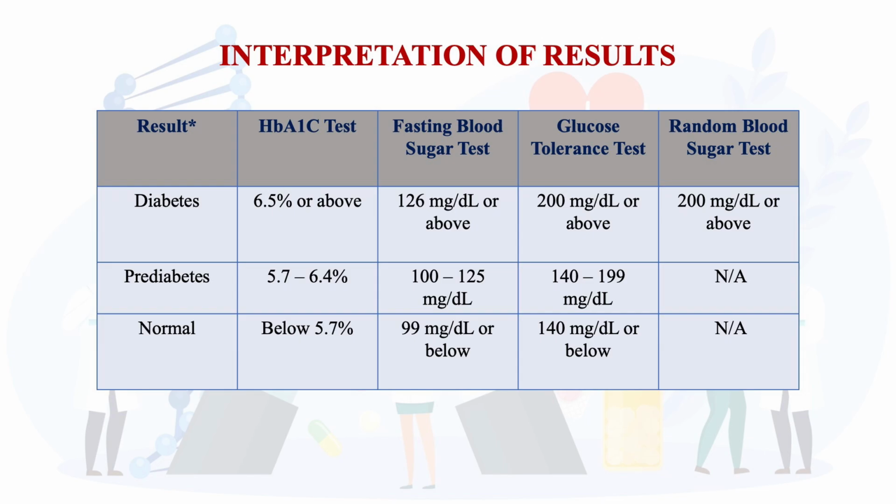A normal person will have HbA1c level below 5.7%. Fasting blood sugar level will be less than 99 mg per deciliter, and glucose tolerance value will be less than 140 mg per deciliter.